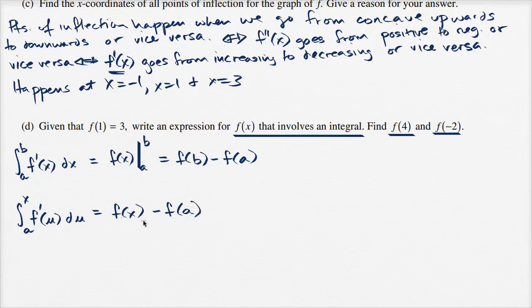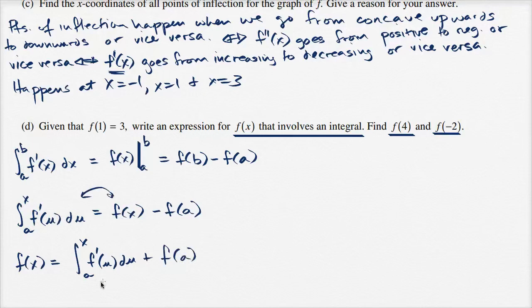Or if we wanted to solve for f of x, we could add f of a to both sides, and we would get f of x is equal to the integral from a to x of f prime of u du. And once again, why did I pick u? Well, I just needed some letter other than x, since I already used x as one of my bounds of integration. And I'm adding f of a to both sides. I swap the sides too. So f of x is going to be equal to this plus f of a. So this is a general form if a is a lower bound, but they gave us some information.